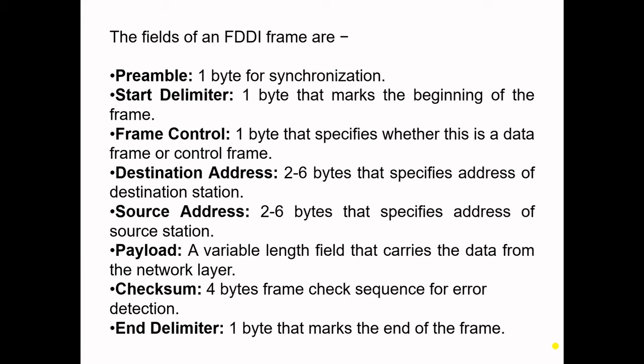Because there are 7 layers in the OSI model, and the network layer is the third layer of the OSI model. The second last field is checksum. Checksum field is used for the error detection in the data. Is there any error in the data? With the help of this technique, error is detected. And for this, a 4 byte frame check sequence is used for the error detection.